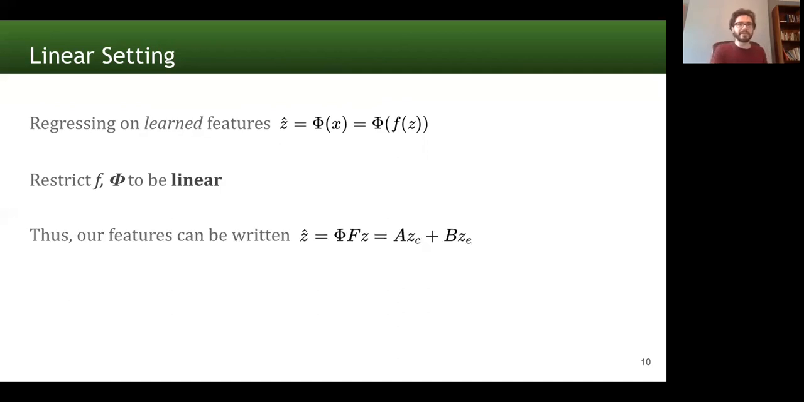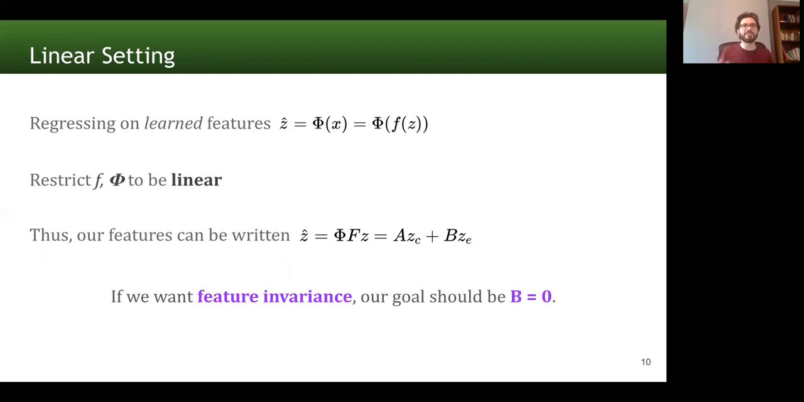So with this linearity assumption, our features can be written as a linear function of the two different sets of features. In particular, any choice of phi induces a learned feature set, which is a matrix A times the invariant features plus B times the environmental features. So as we mentioned before, if we want feature invariance such that we have this minimax optimal approach, our goal should be B equals 0 in the sense that we don't want to use the environmental features whatsoever for prediction, because if we do, then an intervention could cause us to perform poorly. On the other hand, to capture all the invariant information, we expect that A should be full rank. We want to extract all the information available that will not cause us to fail.